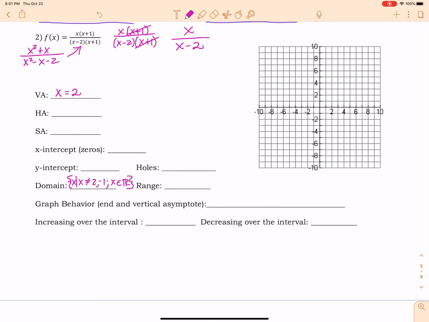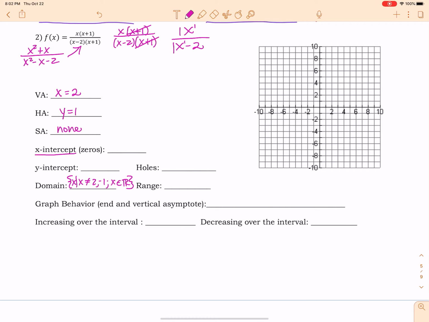My horizontal asymptote, I have to look at the degree. The degree here is 1, the degree here is 1. That means that I'm going to have a ratio of leading coefficients, so y equals 1. And since there's a horizontal asymptote, there's not a slant asymptote.